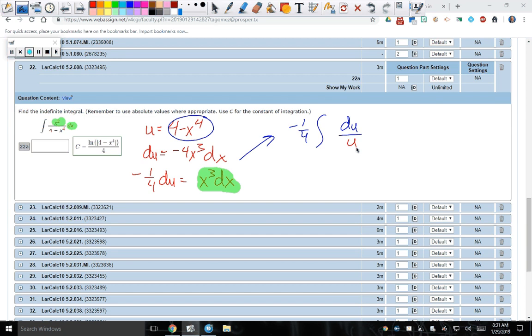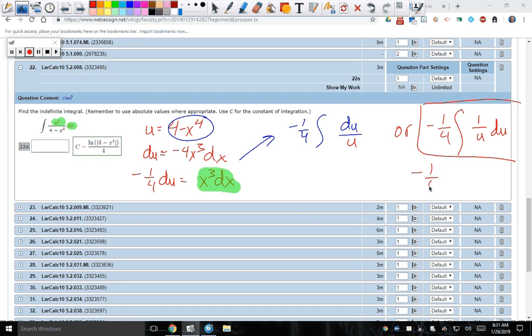Some of you look at this, and you can see that it's also the same as negative 1/4, that's a 4, 1 over u du. Okay, this is taking the integral of something that will end up with a natural log of an absolute value of some sort. Let me show you why.